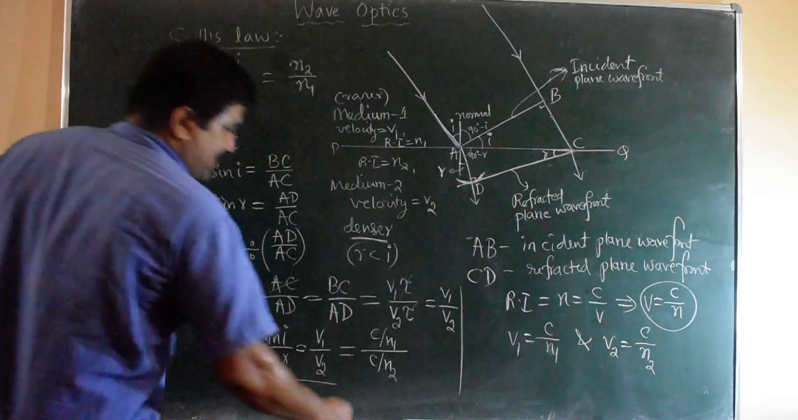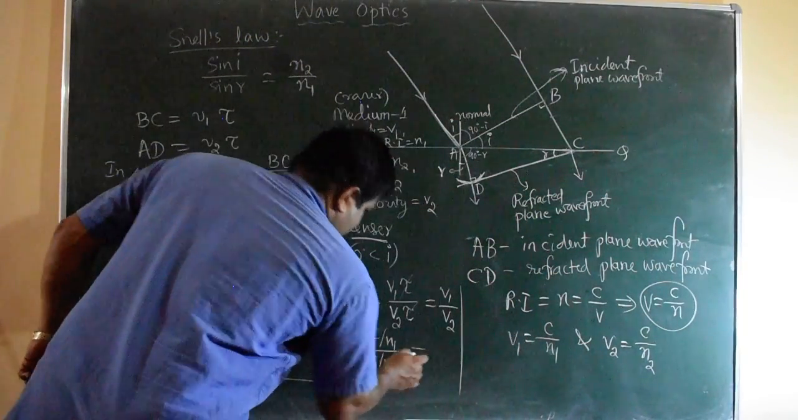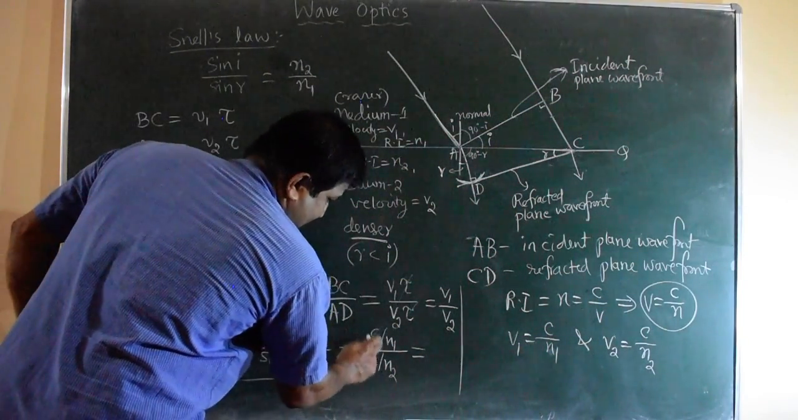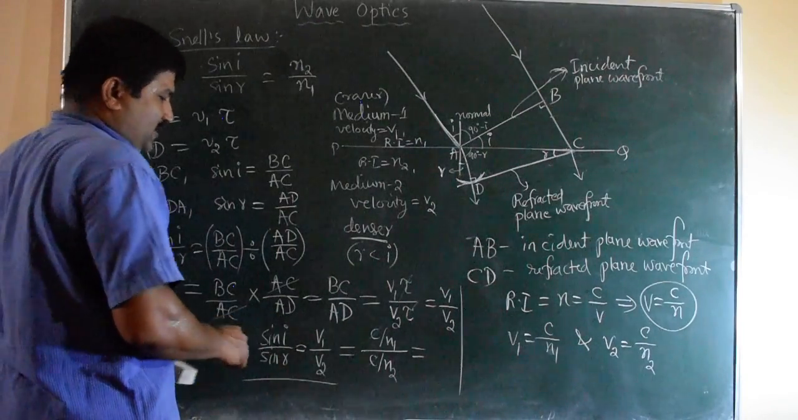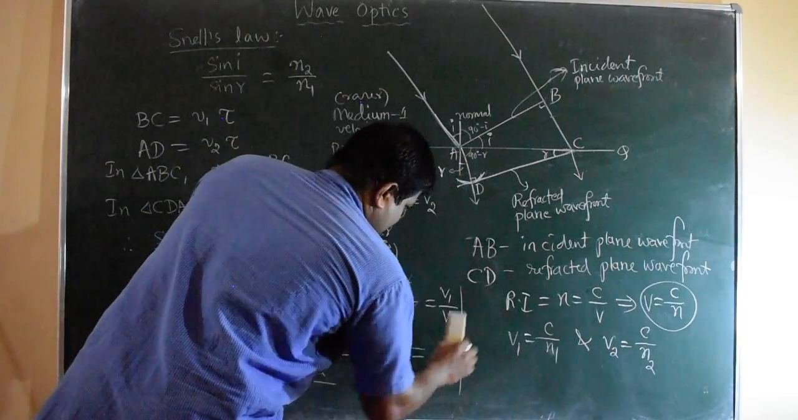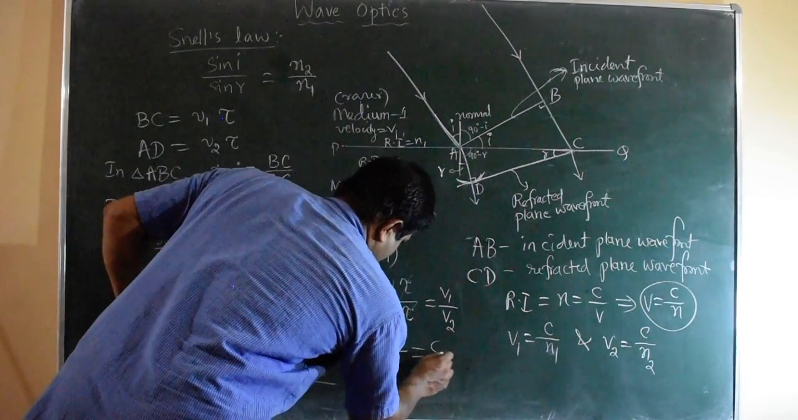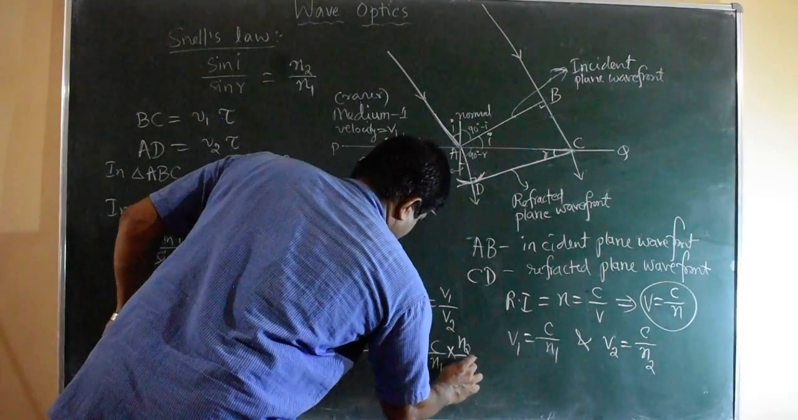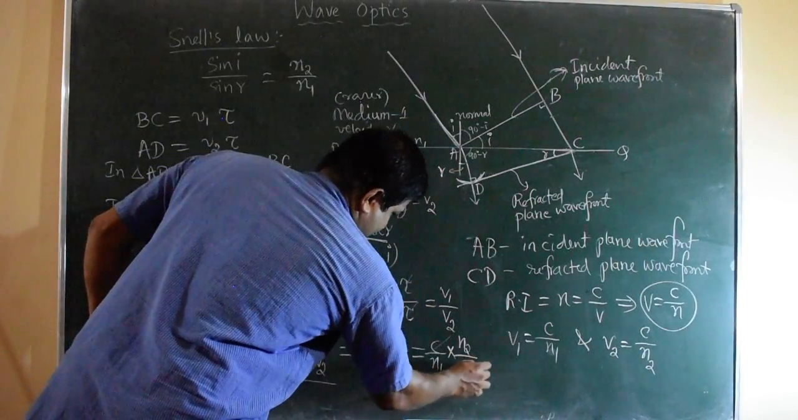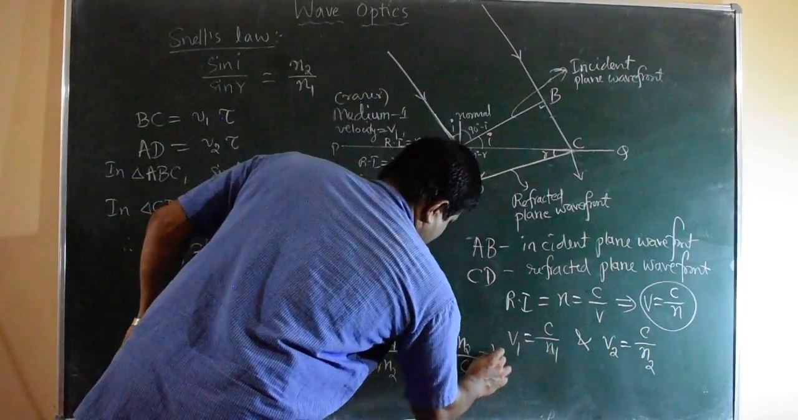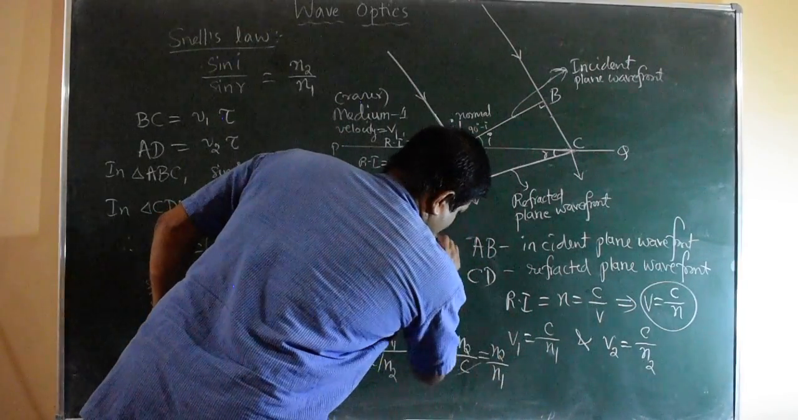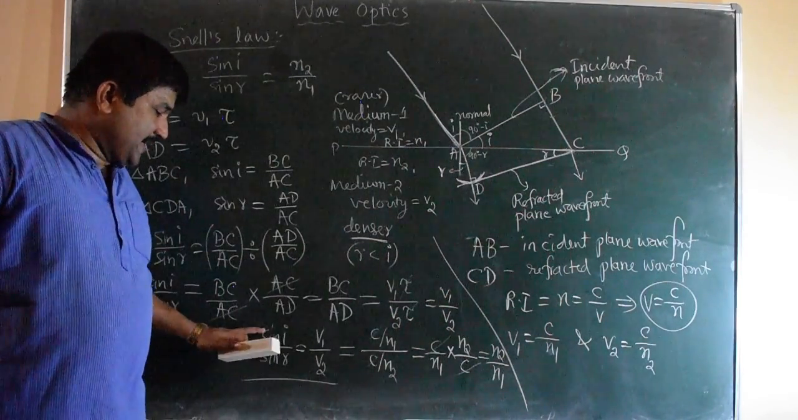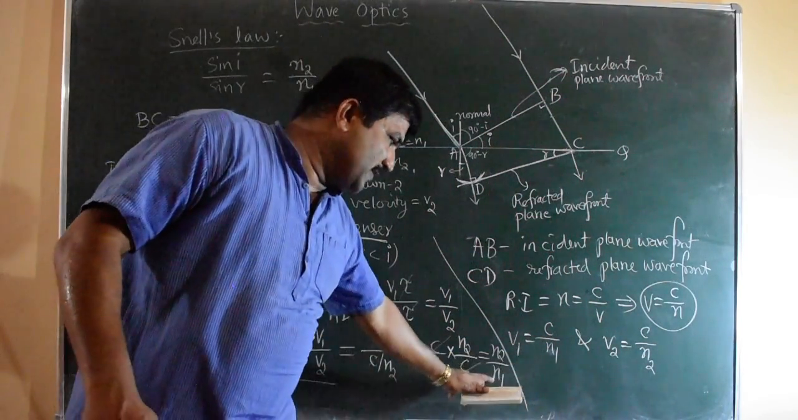Now V1 by V2 is c by n1 divided by c by n2. Cancel c and c. Since n2 is in the denominator of the denominator, c cancels. In one step, you can write c by n1 into n2 by c. Then c and c cancel, and finally we get n2 by n1. That's what we need finally: sin i by sin r equals n2 by n1.